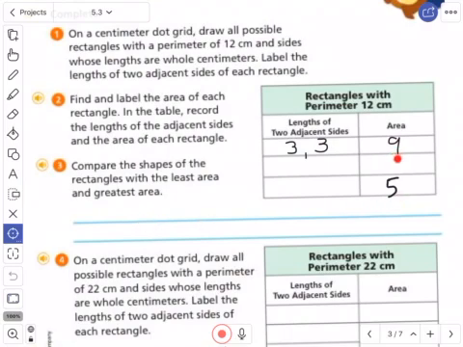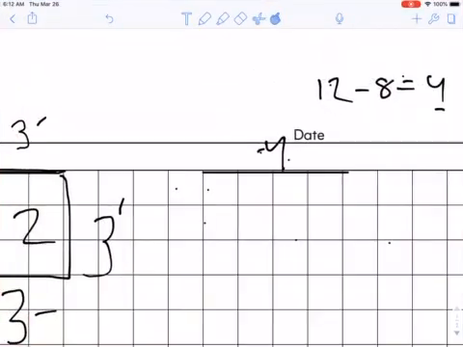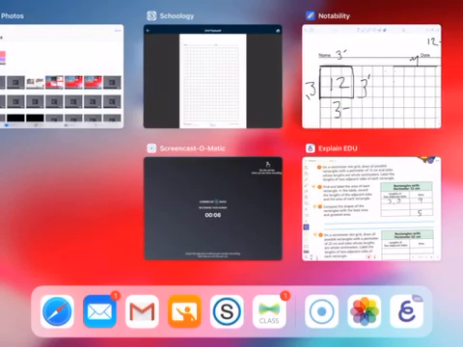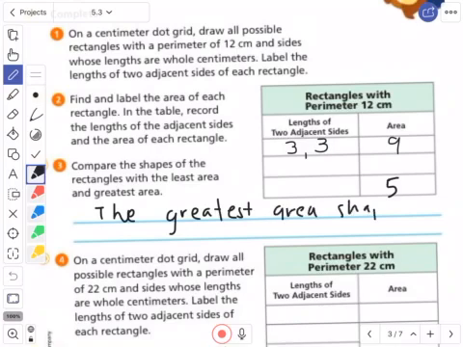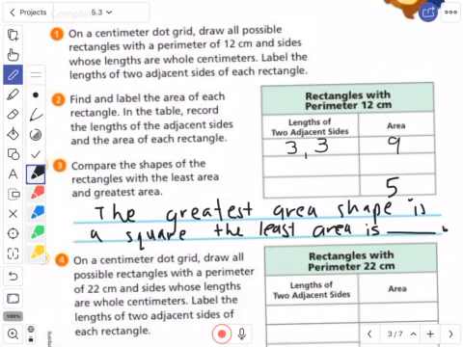What was the shape for your 9? Well, the 9 one is a square. So I wonder what the 5 one will look like. So I can say the greatest area shape is a square, and the least area is something. Okay, well, that's good to know.